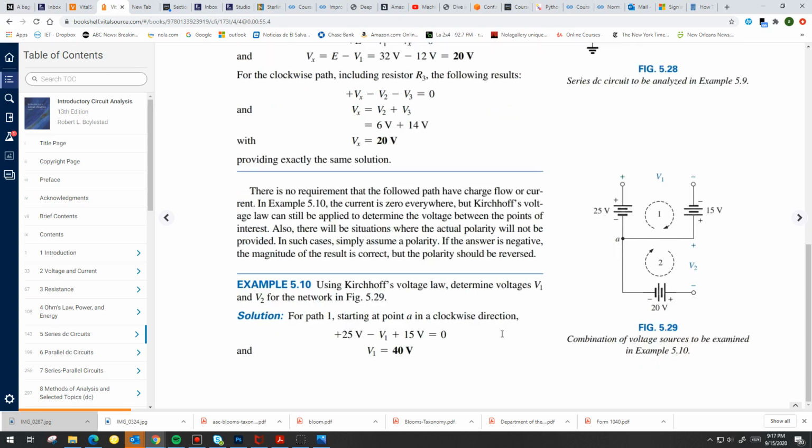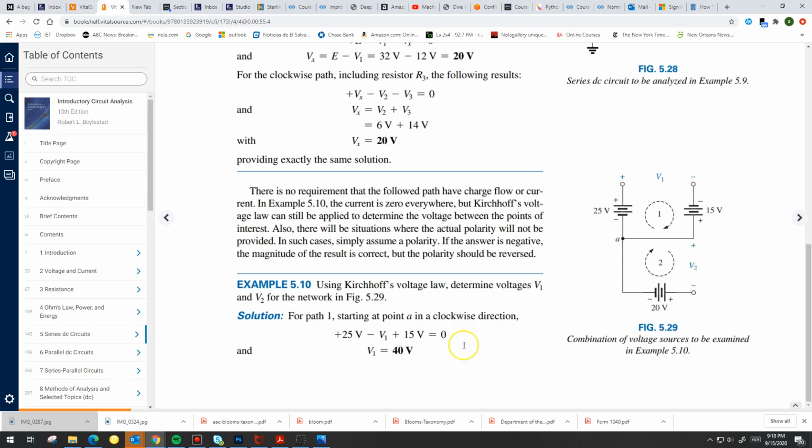All right. Let's look at another one. This is figure 5.29. It's a combination of voltage sources. And what we have here is, if we're using KVL, we want to find out the voltages V1 and V2. V1 is from these 2 points, and V2 is across these 2 points.